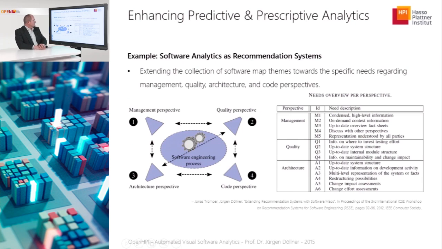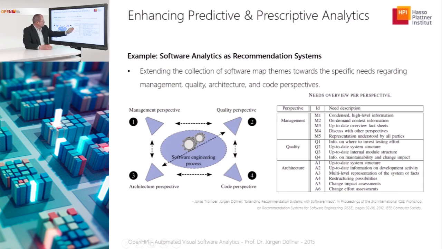One example is outlined here. This work is concerned with the question of how to extend software maps towards a kind of recommendation system based on software analytics. Practically, this means how can the collection of software map themes be extended towards the specific needs regarding management, quality, architecture, and code.